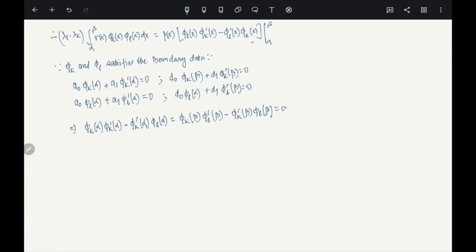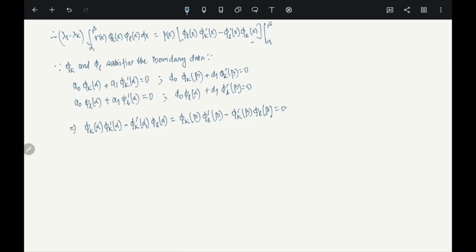For this problem to work, the thing is a naught, a1, d naught, d1 are arbitrary, and non-zero also. So basically what happens is that these two systems of equations will have solutions other than the trivial solution. So the Wronskian, the corresponding coefficient matrix, has to be singular. So basically the determinant has to be 0. That is what I wrote here.